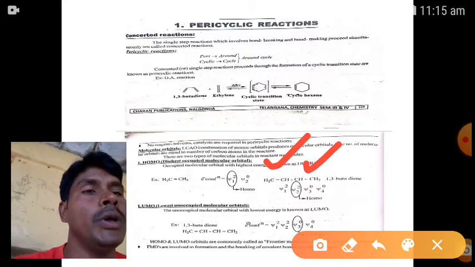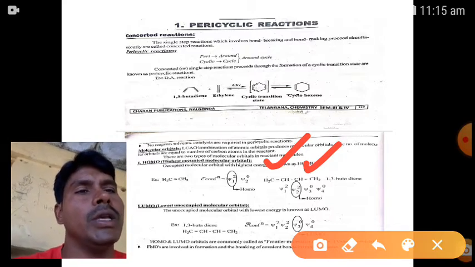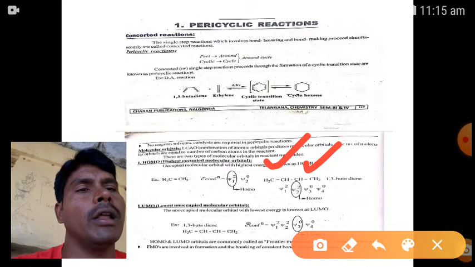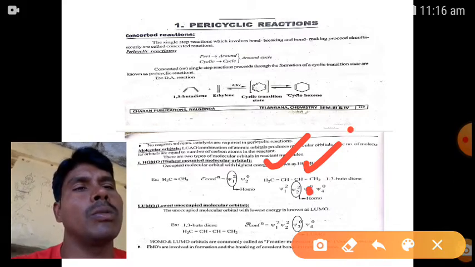So LUMO is the lowest unoccupied molecular orbital. Here, psi 3 is the LUMO. This is the HOMO-LUMO orbital.